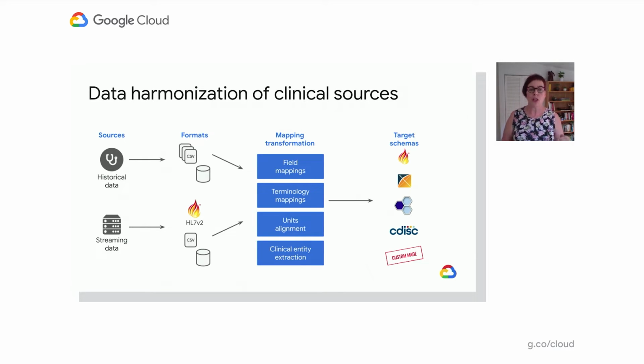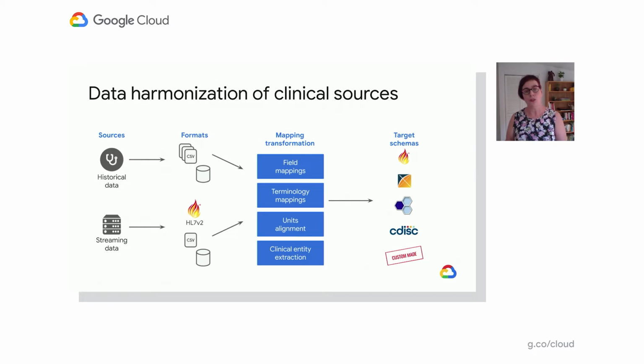But it's not just current data that's important, you also need to add on the historical data. What we typically see are historical data sources that come to Google Cloud in the form of CSV files or databases, with incremental or streaming data coming in through HL7 version 2 or using the new FHIR standard. And that's dealing with the data sources.